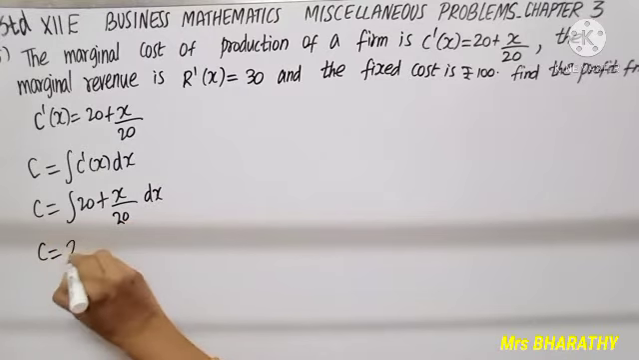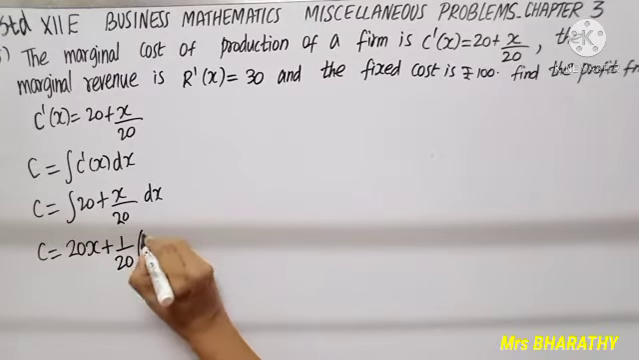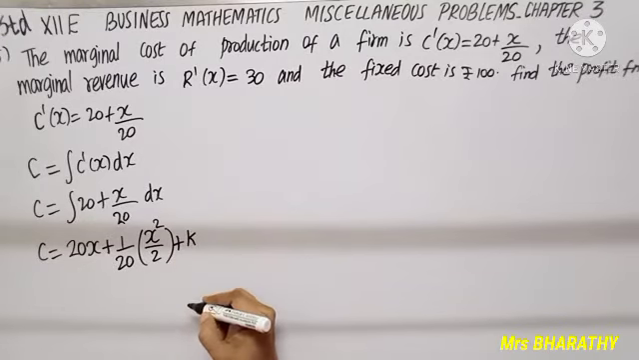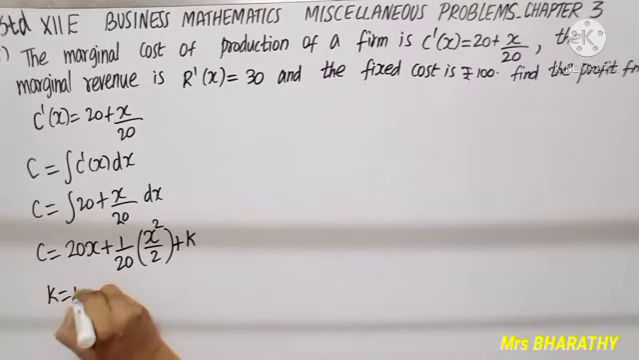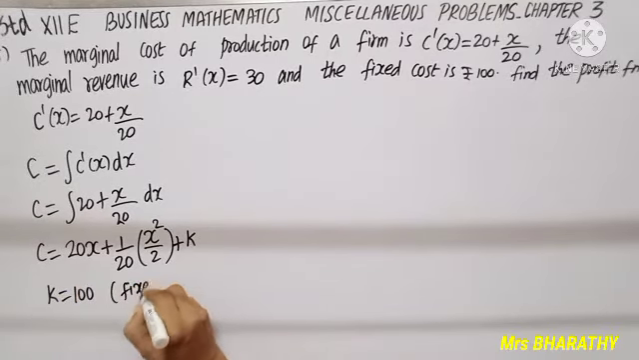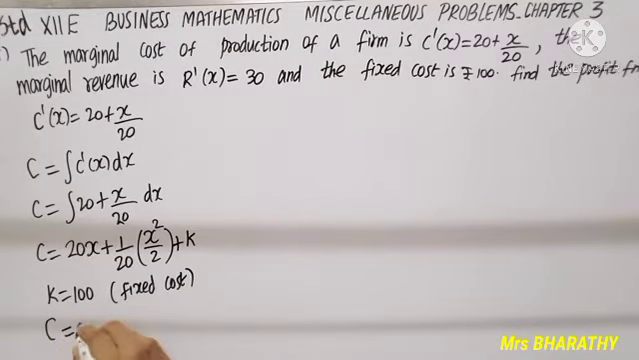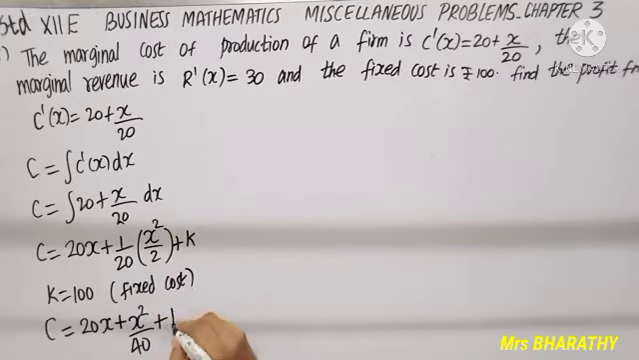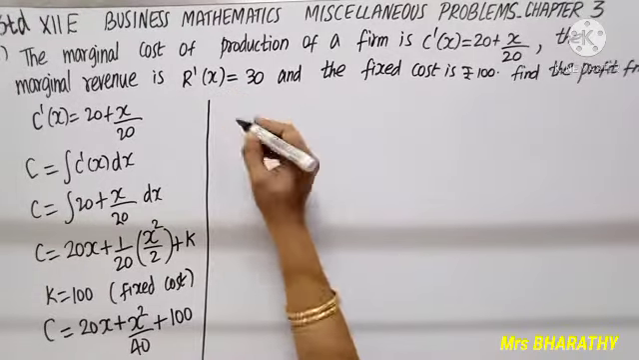That is, 20 becomes 20x, plus 1 by 20 into x becomes x square by 2, plus constant. Given the fixed cost is 100. So K value is 100, which is nothing but the fixed cost. As I substitute, I get capital C is 20x plus x square by 20 into 2, that is 40, plus K value 100. Let us proceed on to get what the revenue is.